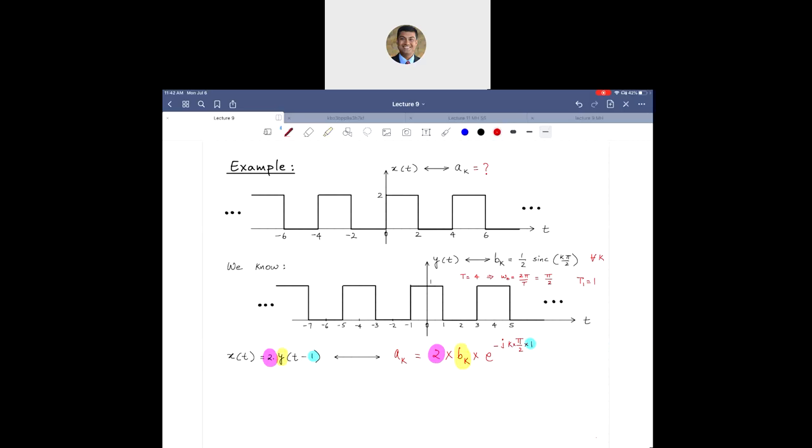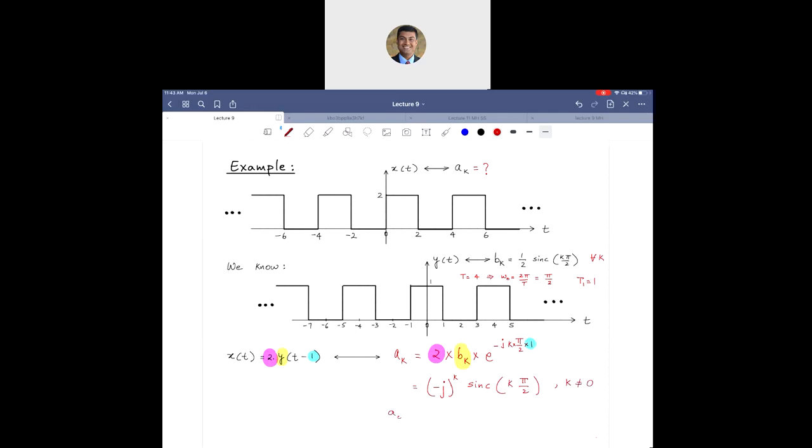Next, simplify. What do I have? 2 times, let's see, e to the minus jk pi over 2. That's in a nice form, so I can just put that as negative j raised to k, and then 2 multiplied by half sinc will become sinc k pi over 2. This is for k not equal to 0.